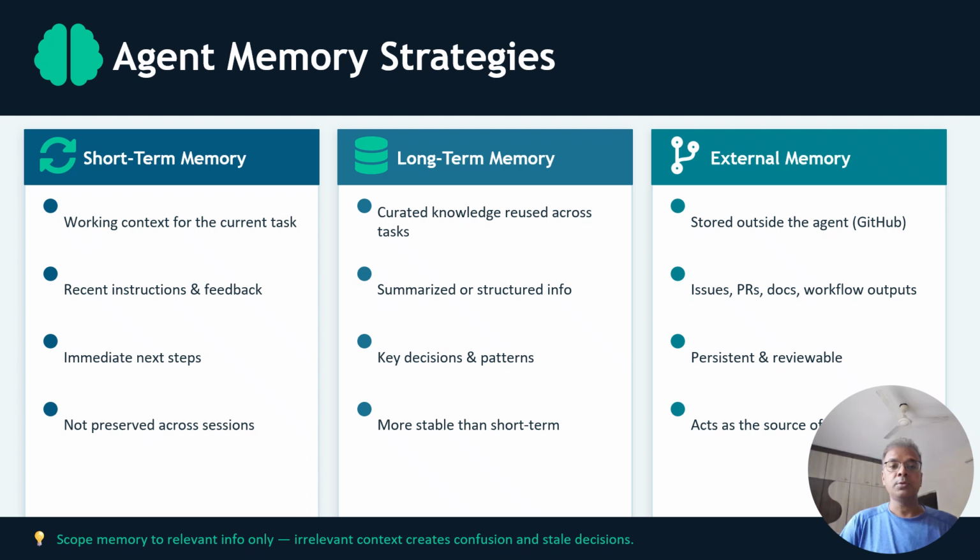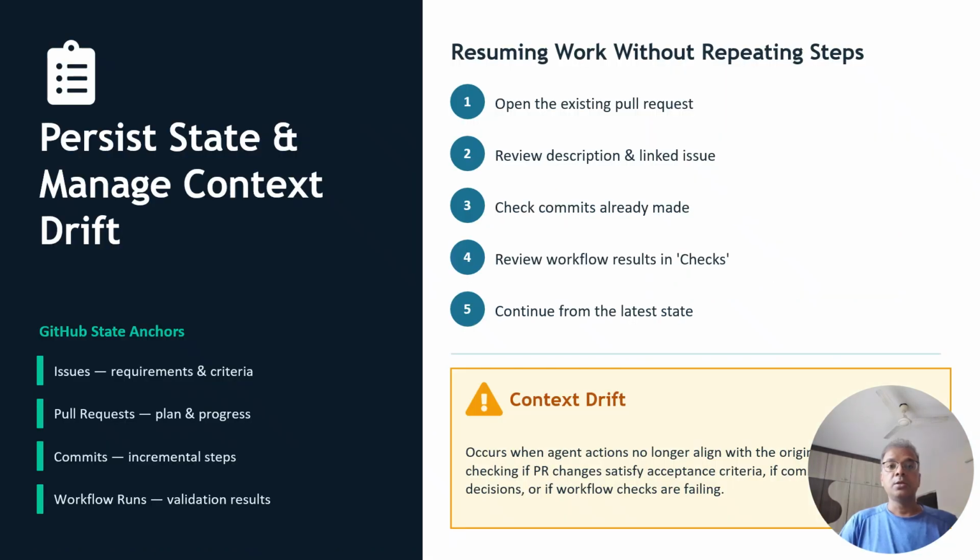Now let's move on to the next topic. Let's talk about how GitHub manages persistent state and context drift. When tasks span multiple sessions, the agent needs to resume without repeating work already done. You don't want to waste your tokens redoing the same thing.